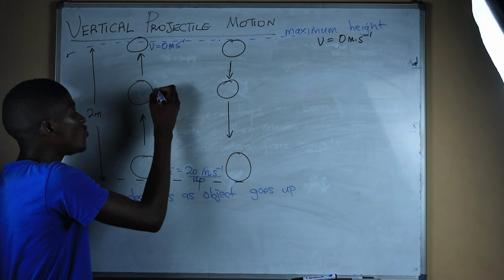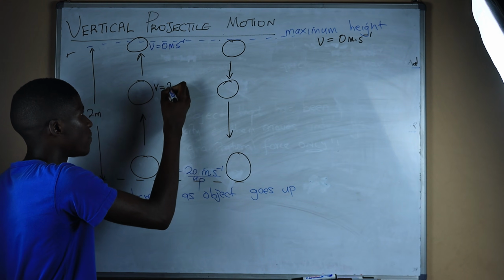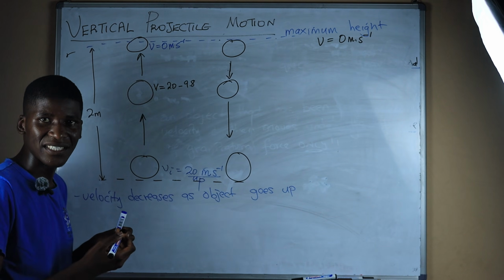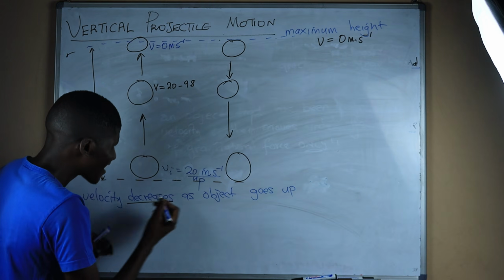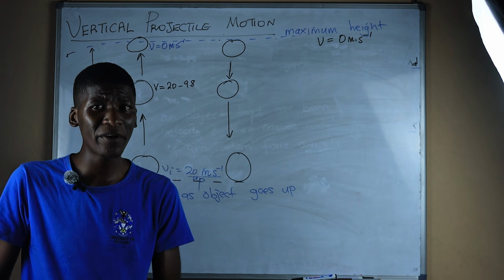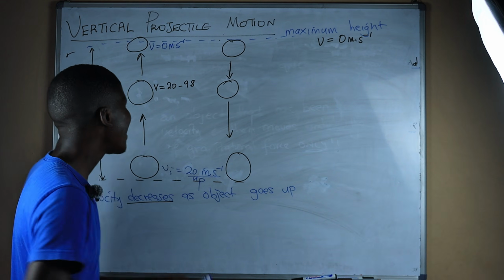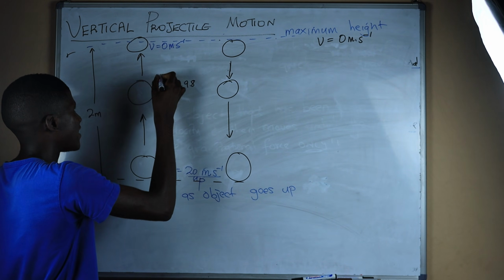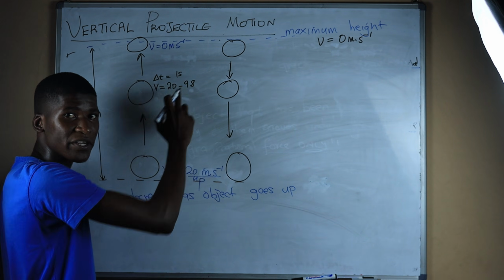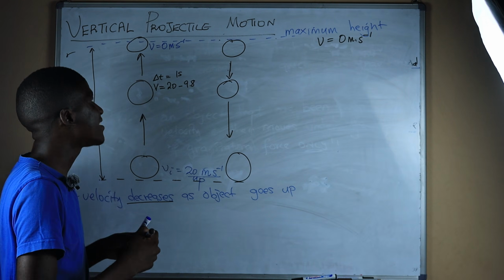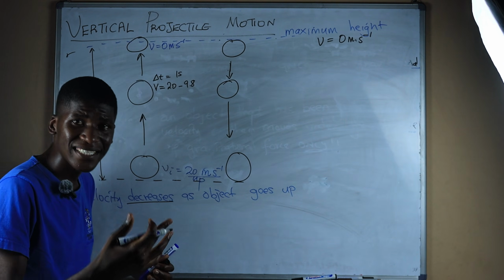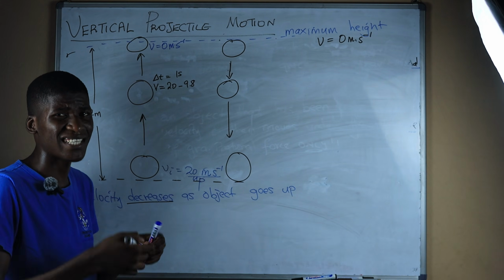All right, so we can say that this ball, after 1 second, its new velocity at this point will be 20 minus 9.8 meters per second. Why are we subtracting? Because velocity is decreasing as the object is going up. By how much is the velocity decreasing? 9.8 meters per second. So basically, after the time of 1 second, the velocity of the ball will decrease by 9.8 meters per second. So it means that after 2 seconds, the ball will decrease by what? It will decrease by 20 minus 2 times 9.8, because it's after 2 seconds, right?